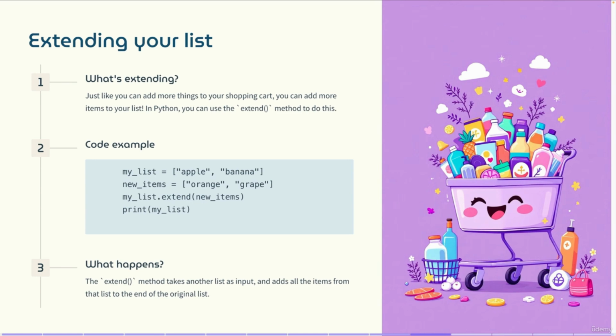In this example here, we have my list and we have new list. If you call the extend method on my list and pass in the new list, what you're going to have is one big list that has all 4 fruits together in one list. Extend can be useful when you don't just want to add elements, but you want to merge 2 lists together.